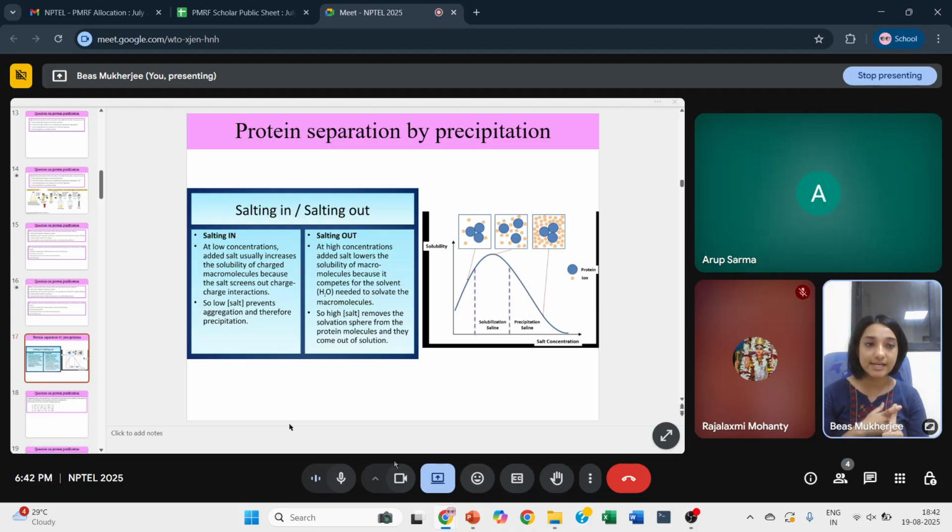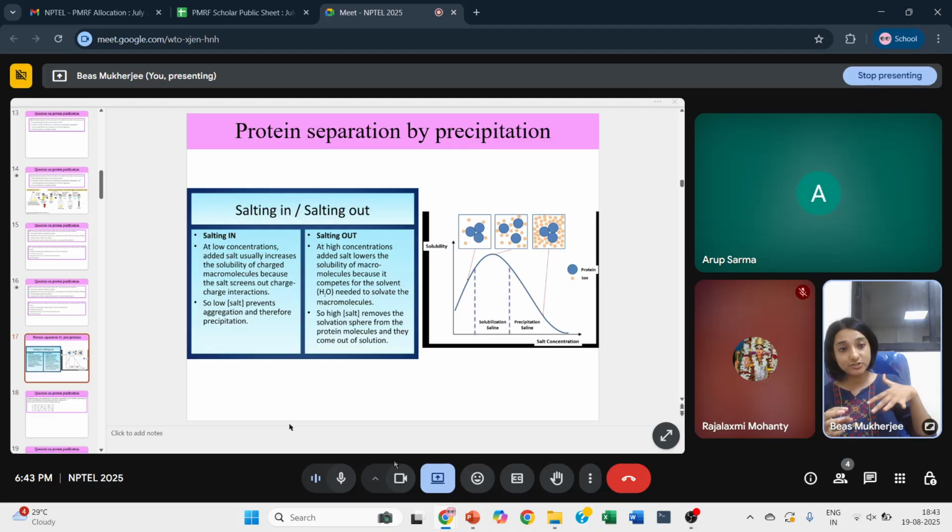So what is salting in? At low concentration, added salt usually increases the solubility of the charged macromolecules because the salt screens out the charge interactions. And so low salt prevents aggregation and therefore precipitation. So this is called salting in. So a little amount of salt is in fact helping in protein solubility.